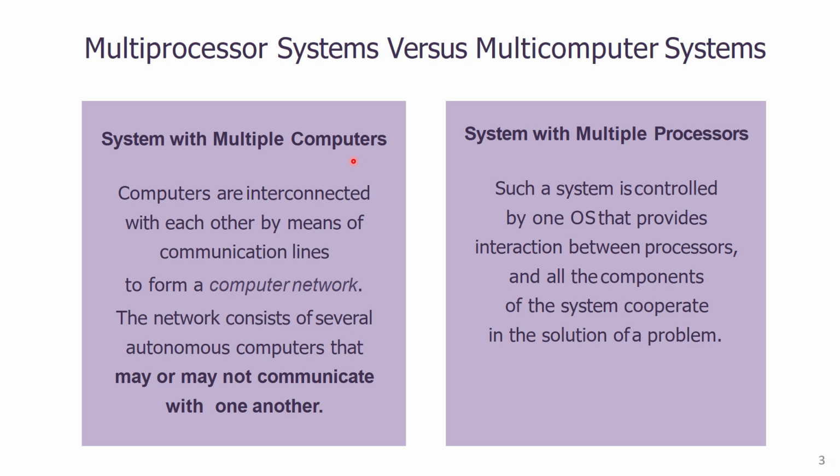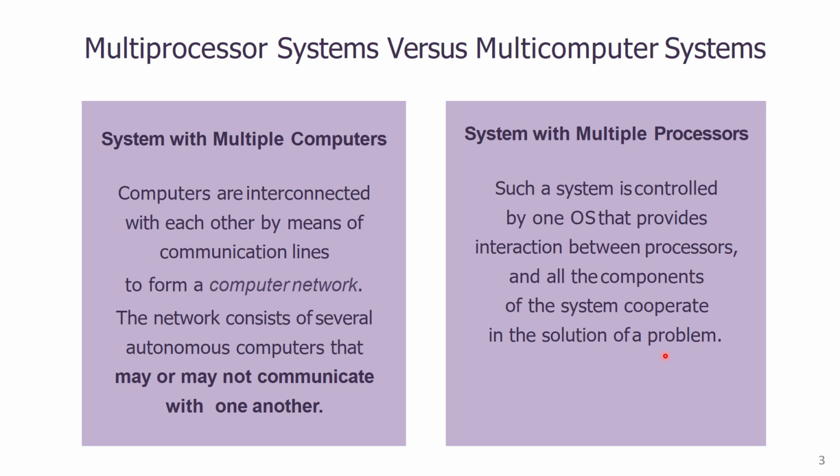The difference between a multiprocessor system and a multi-computer system: in a multiple computer system, we have multiple computers which may or may not communicate with each other. In a basic computer network, we have different computers which are interconnected, but it does not have multiple processors. A multiprocessor system is controlled by one OS that provides interaction between the processors, and all components of the system cooperate in the solution of a problem.